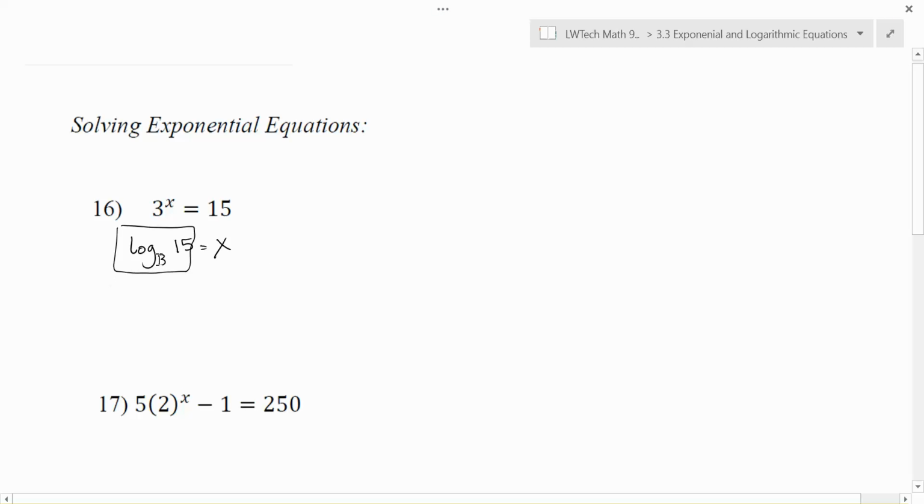In this case, there's no nice easy number that we can get in here. Remember, we're looking for what power of x could you raise 3 to get 15. It's not going to be a nice perfect one. It should be somewhere in between 2 and 3, because 3 squared is 9, and 3 cubed is 27. How can we figure exactly what it is? Well, let's just pull up our calculator.